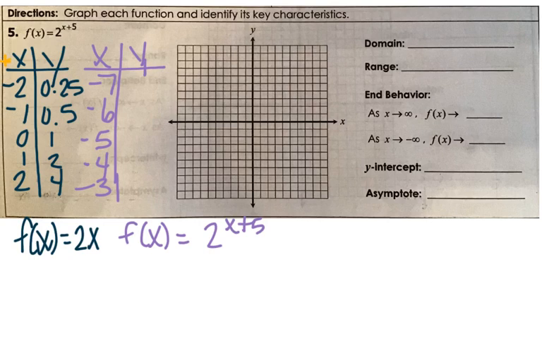Okay, so now we're going to take that -7 and we're going to put it in here. And we get -7 plus 5 is -2. So 2 to the -2, which becomes 1 over 2 squared, which is 1 over 4. So 0.25. Then we're going to plug in -6, do the exact same thing. So we're going to get 0.5, and then we're going to get 1, 2, and 4. Now this is our XY chart to graph the transformation of this function.